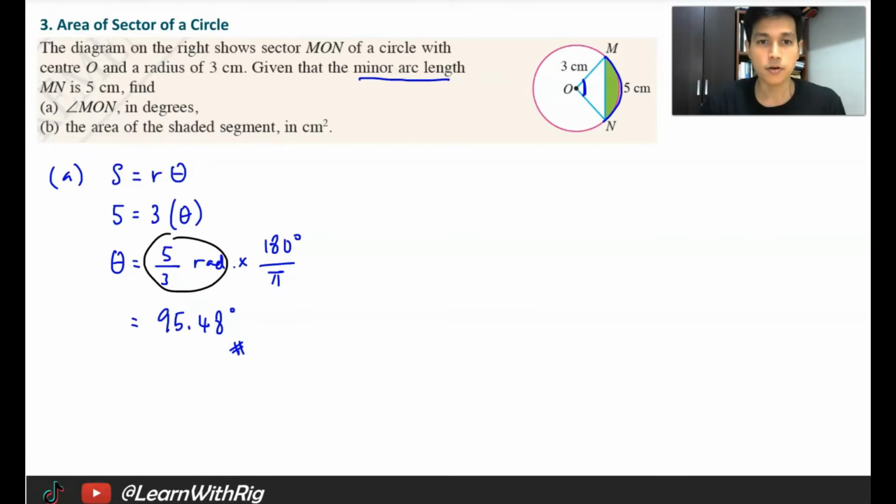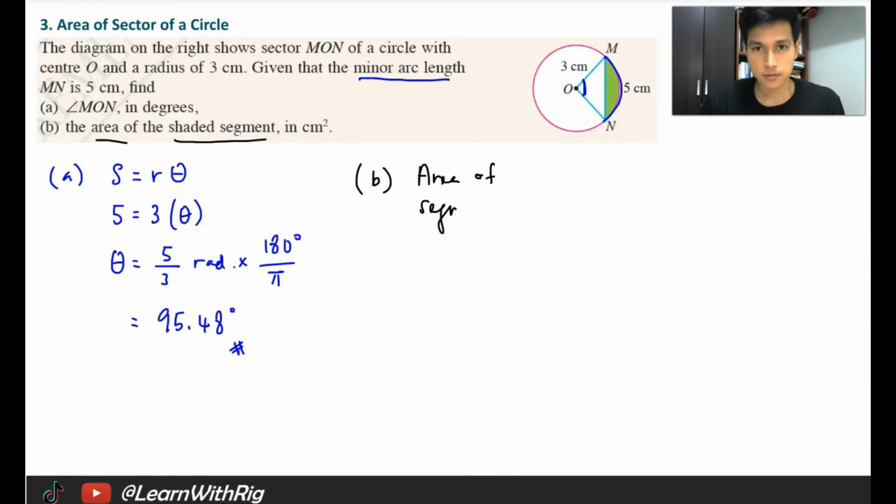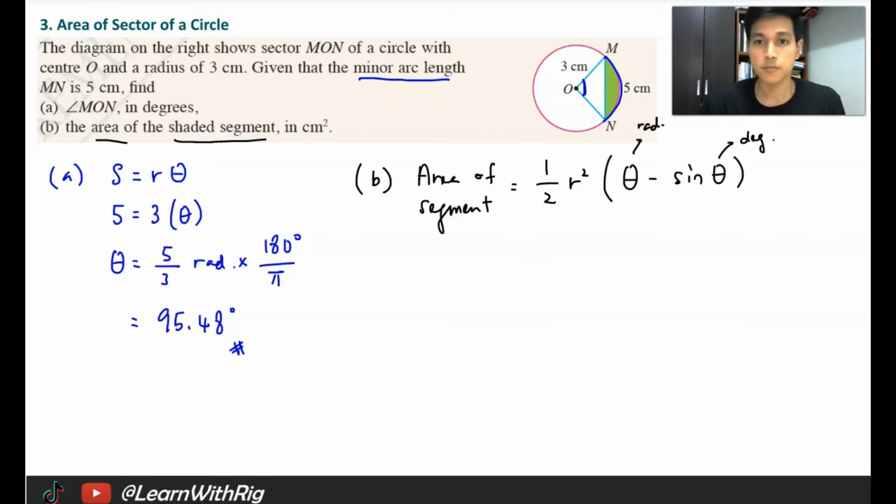Why? Because you see the second question, what they're asking is the area of the shaded segment. So this part is the segment. Question B, the area of the segment, I told you the formula before. Area of segment equals 1 over 2 r squared, theta minus sine theta. And this theta is in radians, don't forget, this one is in degrees. Please don't mix up.